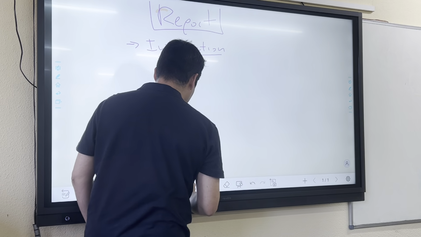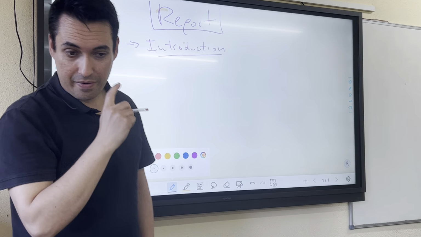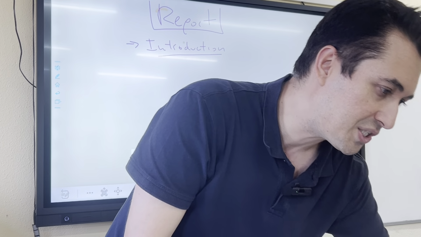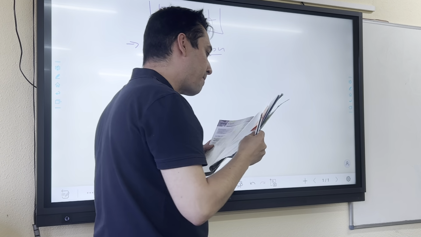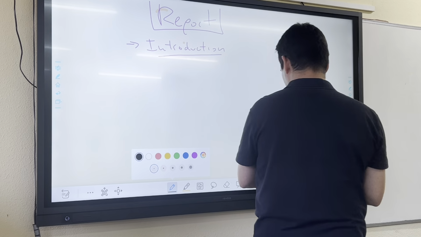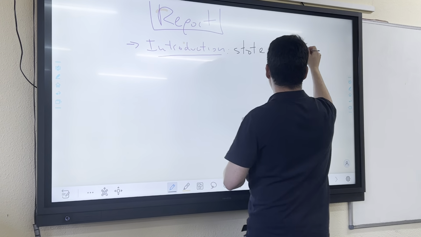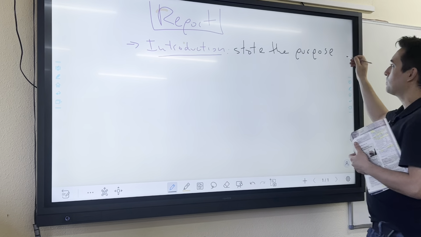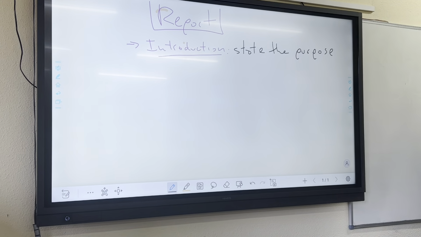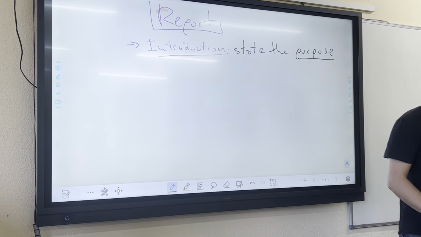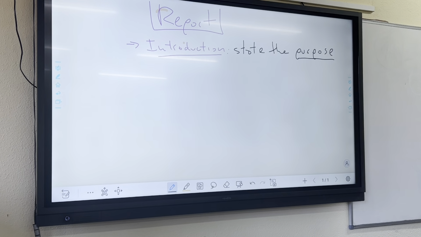In the introduction, you should include very clear and very specific information. You should include the purpose, state the purpose of your report. The purpose, for example, the purpose of this report is blah, blah, blah. Yeah, this report presents blah, blah, blah with the purpose of investigating blah, blah, blah. Yeah, the purpose. That is important.